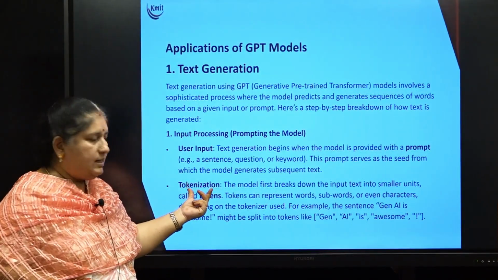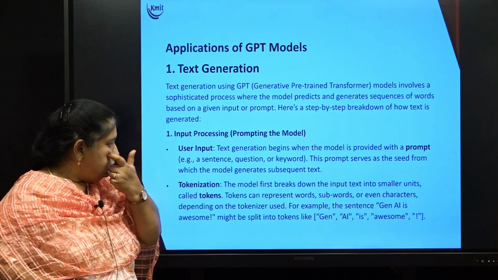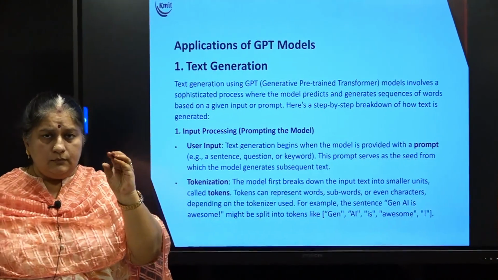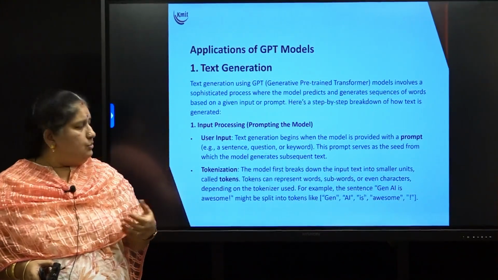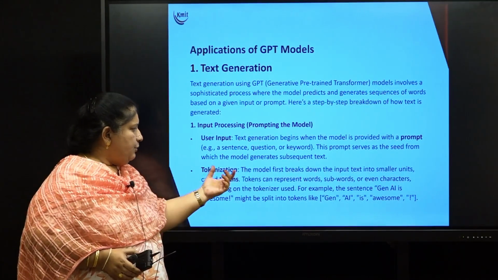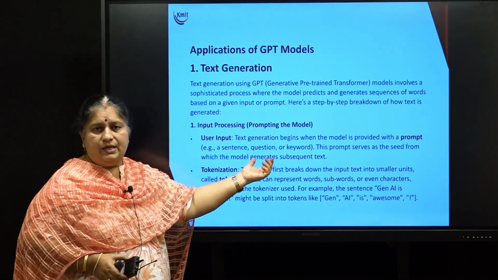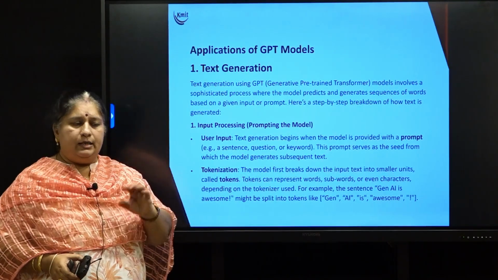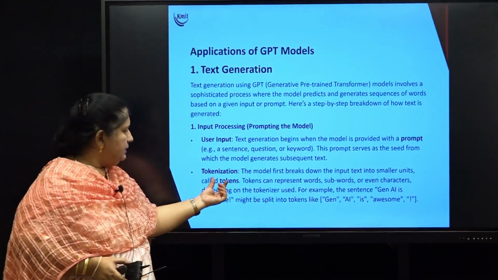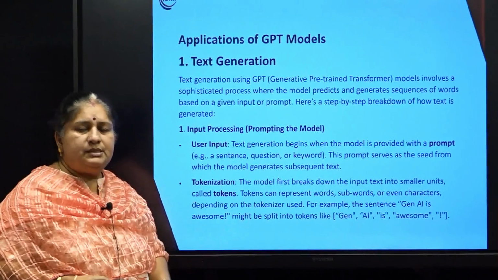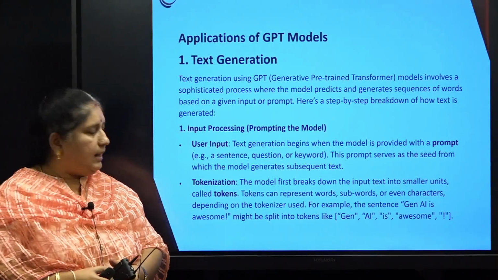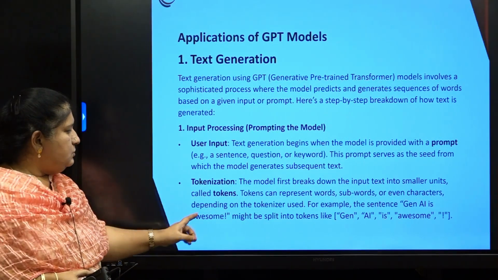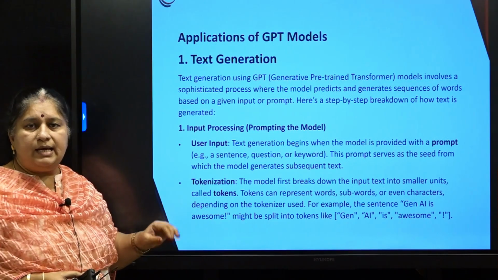What is the next step in input processing? The user has given the input. The next thing is tokenization. What do we mean by tokenization? The model first breaks down the given prompt into smaller tokens. Suppose we give a prompt in the form of text. That will be broken down into smaller units like words and subwords, and we call them tokens. Sometimes a token can be as small as a single character. For example, I have given the sentence, Gen AI is awesome!